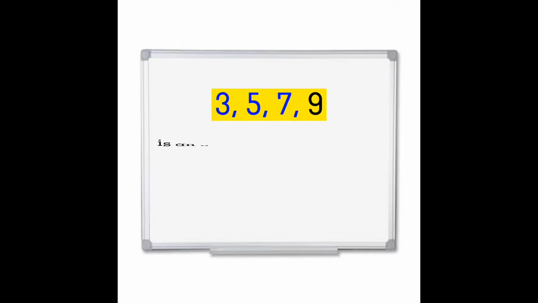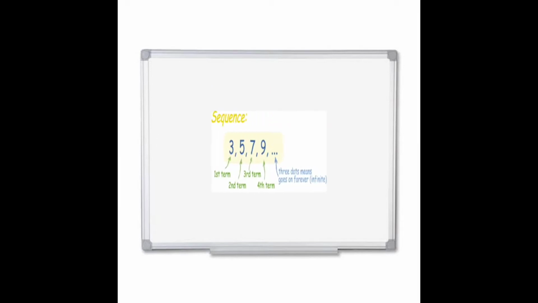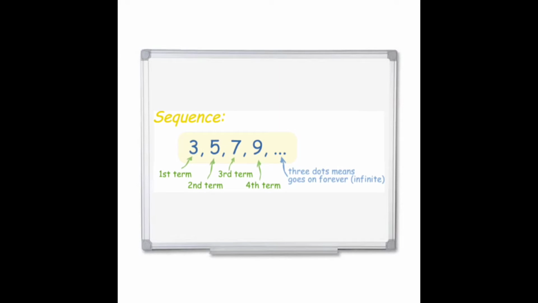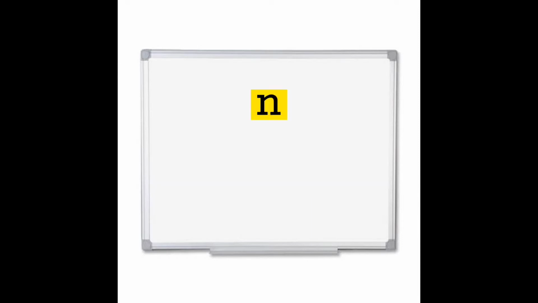3, 5, 7, and 9 is an example of a sequence, in which 3 is the first term, 5 is the second term, 7 is the third term, 9 is the fourth term, and so on. The 3 dots mean it goes on forever, or what we call infinite. We use n to represent a term.